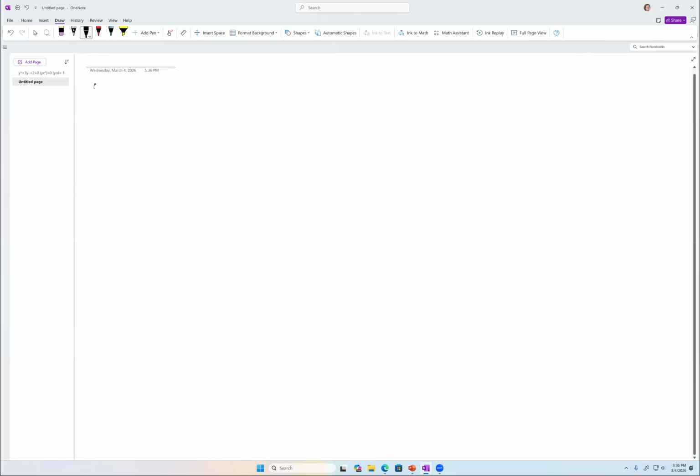All right, I will write it a little bigger. Okay, so y double prime plus 5y prime plus 6y is equal to cosine of 2t. So there's our ODE right there.